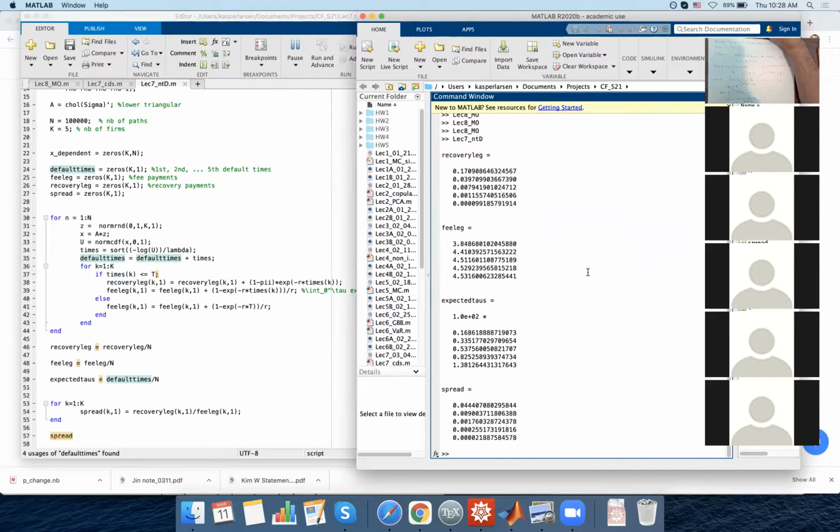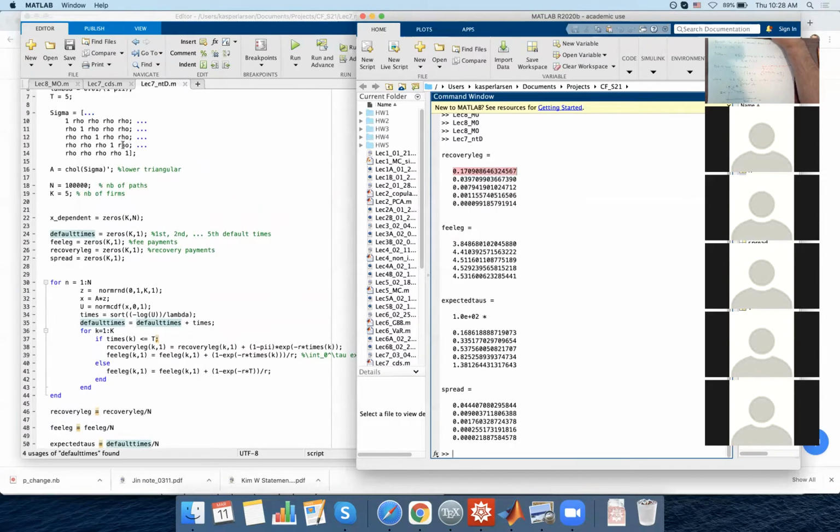Not particularly fast, but still. Here it spits out values. So keep in mind, it's a 5-year horizon, right? So it spits out what are the values of the two legs. This top part here is going to be the value of the recovery leg. So this is the phi 1 minus pi. In this case, pi was 0.36. So the value is 0.65.